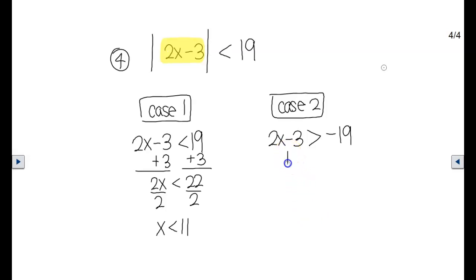Now let's solve this part. We'll add 3, which gives us 2x is greater than a negative 16. We divide both sides by 2. Since it's positive, we won't flip the sign. So that'll give us x is greater than a negative 8.